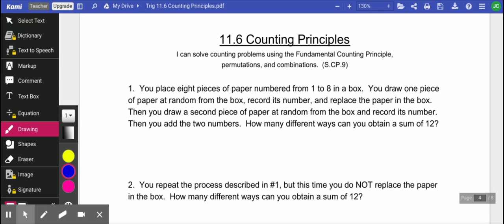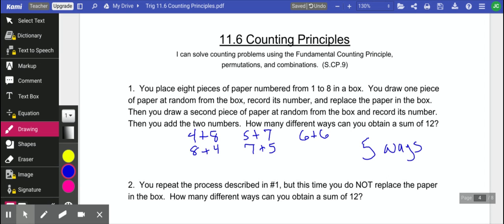So we just have to think of different ways to get 12. So you could get a 4 and then get an 8, or you could get 8 and then a 4. You could get a 5 and then a 7, and a 7 and a 5. Or you could get a 6 and a 6. So it looks like there are 5 ways.